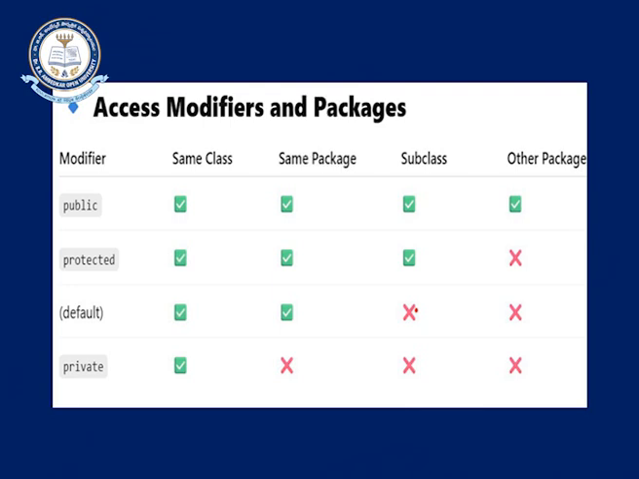Next one is default. If you declare something as default, you can access it within the same class and within the same package. If you declare anything as private, you can access it within that class only, but not in others.